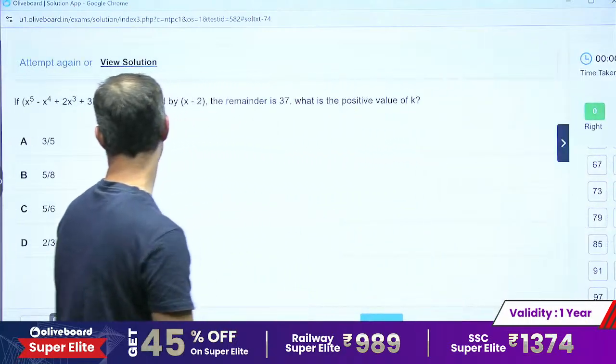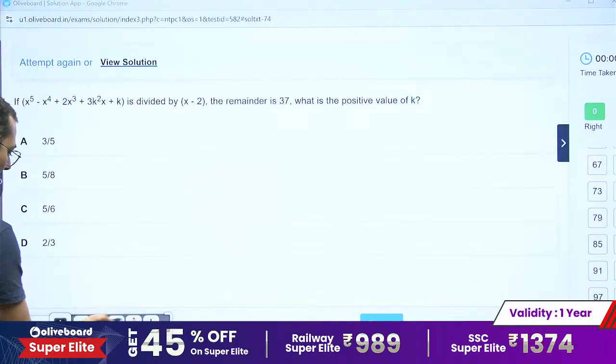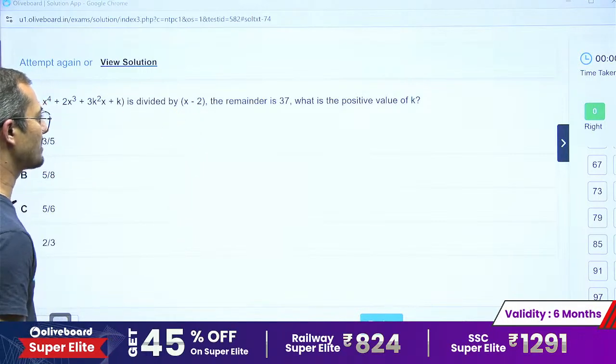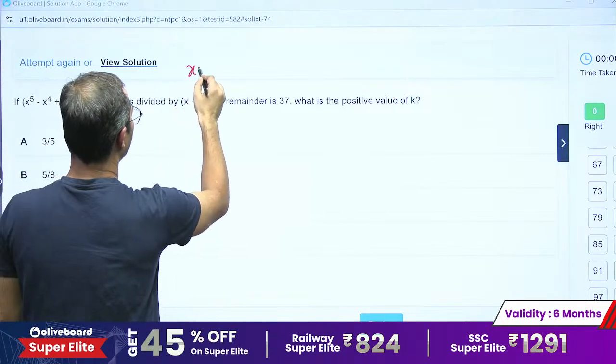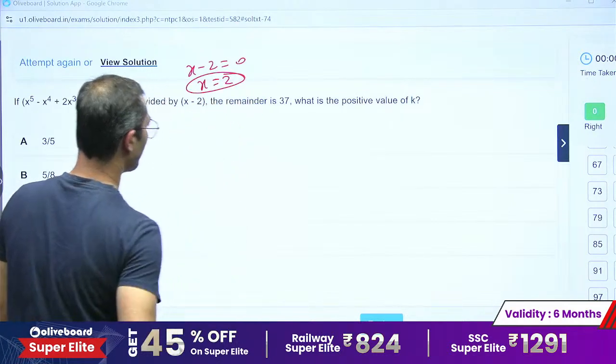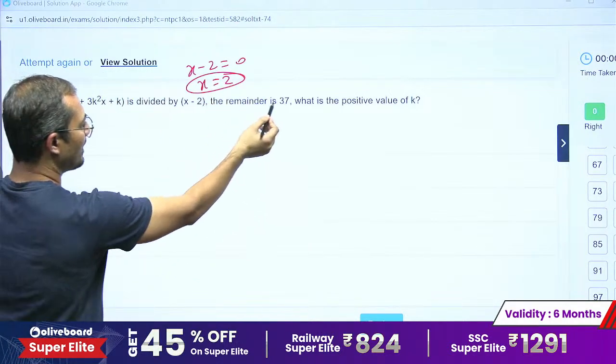Tell me what is the answer for this question. See, again I told you, the expression is divided by x minus 2, right? So just put x minus 2 is equal to 0. So x is equal to 2, right? So after putting x is equal to 2, we must get the remainder 37.